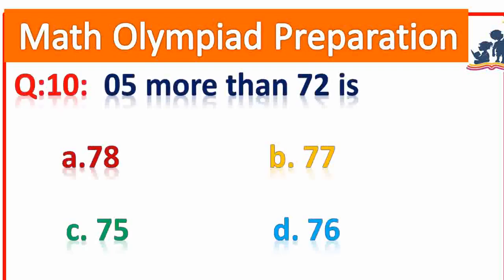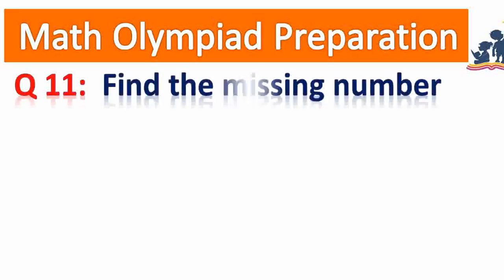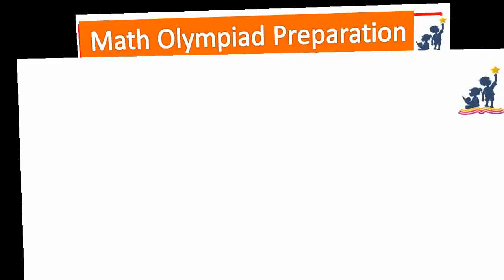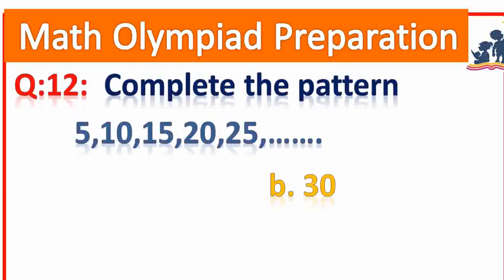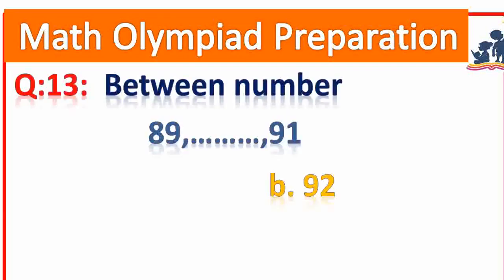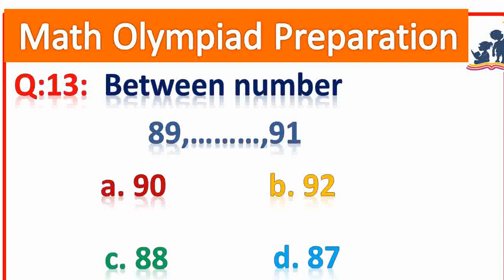Question number 10. 5 more than 72 is? 77. Very good. Question number 11. Find the missing number. 15 plus dash is equal to 30 plus 15. 30. Very good. Question number 12. Complete the pattern. 30. Yes, right. Question number 13. Between number. Tell me the answer. 90. Very good.